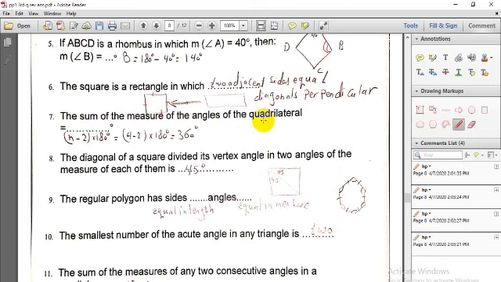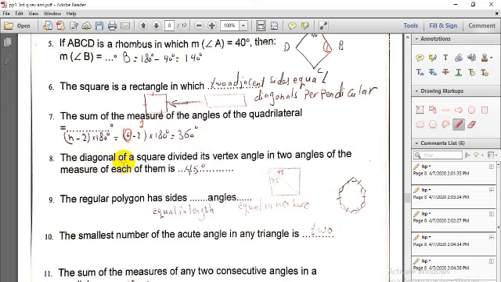The quadrilateral. How many sides does a quadrilateral have? It's 4 sides. Do you remember the rule? n minus 2. Here, sum of measure of angles means interior angles. Okay? So, n minus 2 times 180. What's n? The n is 4. 4 minus 2 times 180, so it's 2 times 180. 2 times 180 is 360. Very good.